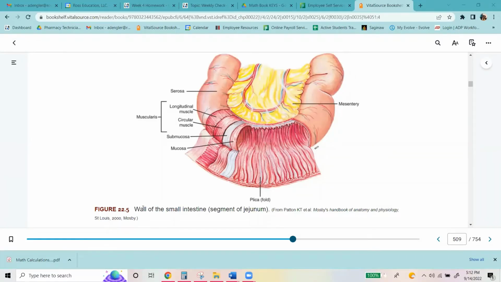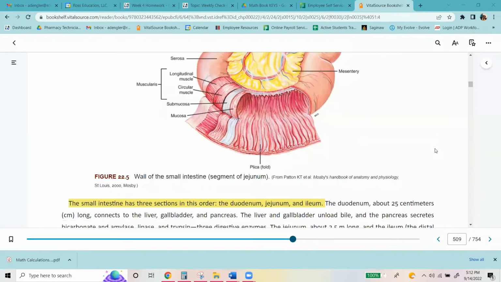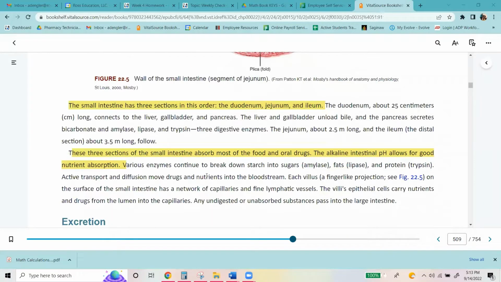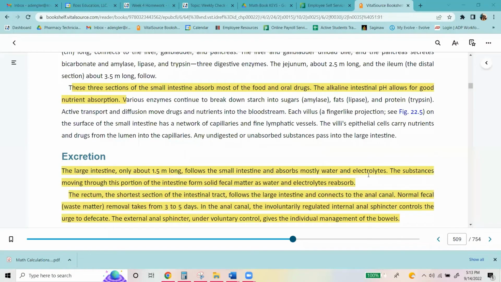Figure 22.5 shows the wall of the small intestine. It has 3 sections: the duodenum, the ileum, and the jejunum. These 3 sections of the small intestine absorb most of the food and oral drugs. The alkaline intestinal pH allows for good nutrient absorption.